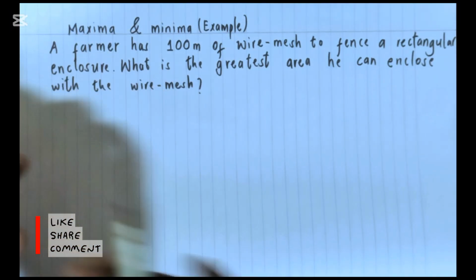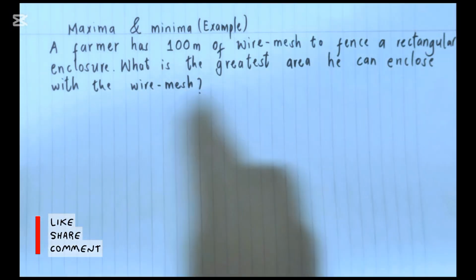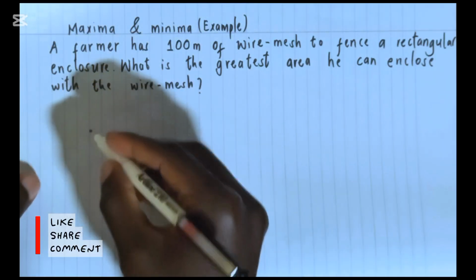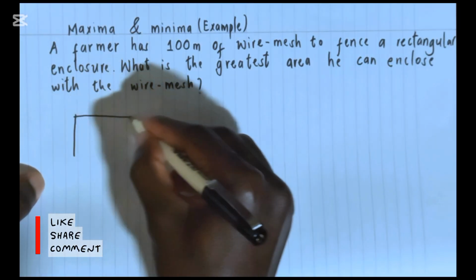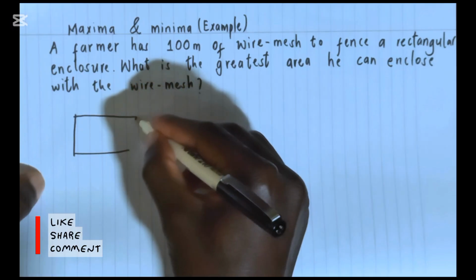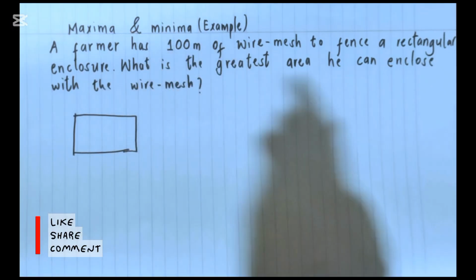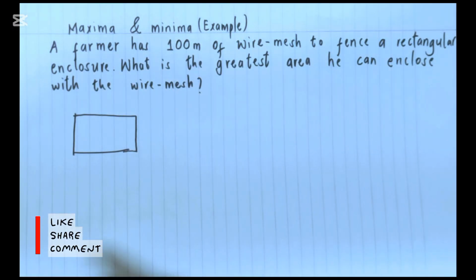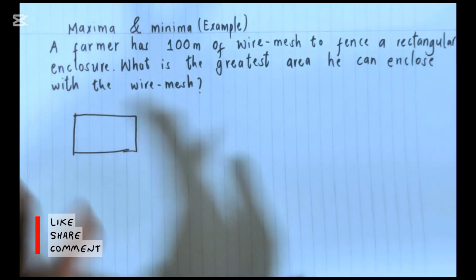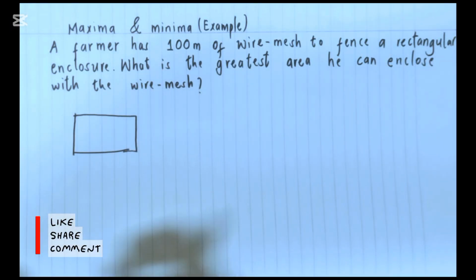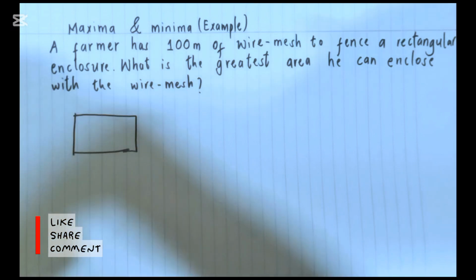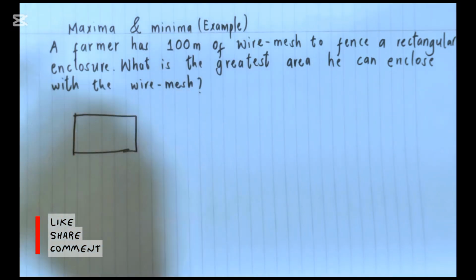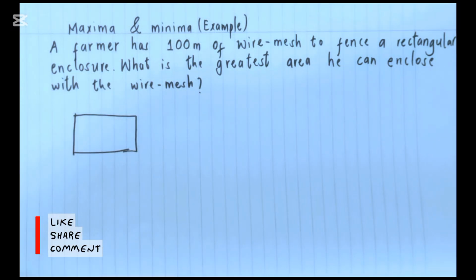All right, so maybe I'm just going to sketch that out for you so that you see what I'm talking about. So basically we are having a rectangular enclosure. This is a rectangular piece of land, and so this farmer basically wants to fence this particular piece of land using 100 meters of wire mesh. So he wants to go all around the perimeter of this piece of land.